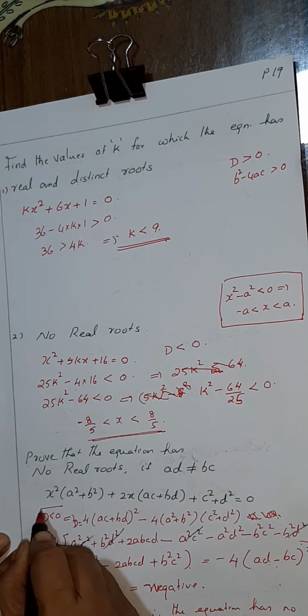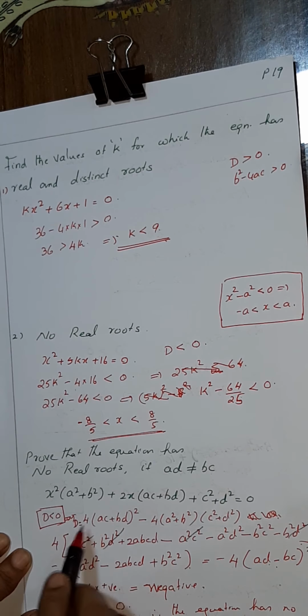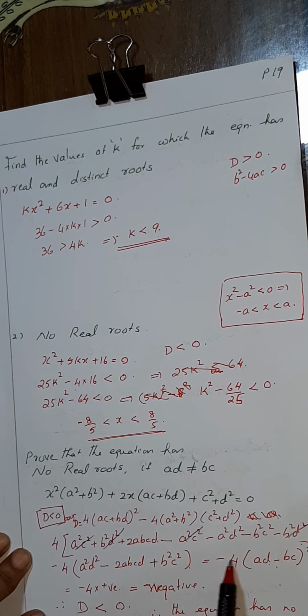We have to prove this D less than 0. So D is equal to, we simplified this, so we got this as AD minus BC the whole squared. Whenever you are squaring it, you will get a positive value. So now into minus 4, so it is a negative. So D becomes negative. So the equation has no real roots.